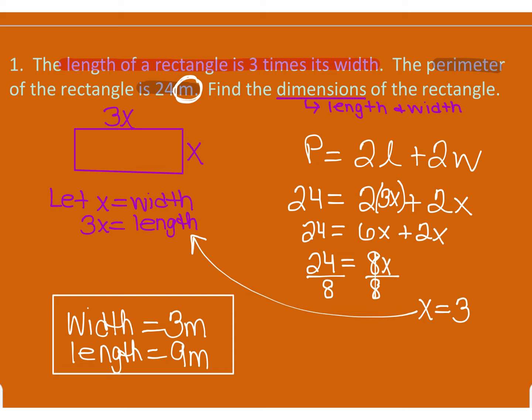From there, I want to fill into my equation. I'm dealing with the perimeter of a rectangle, so 2 times the length plus 2 times the width. Perimeter is 24 from the question, so I fill that in for the P.